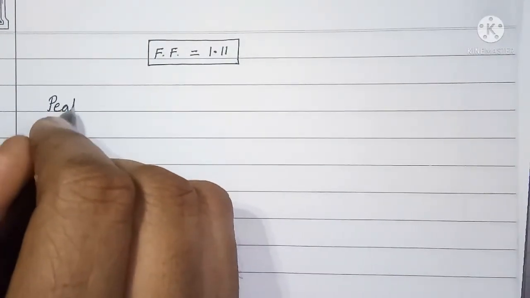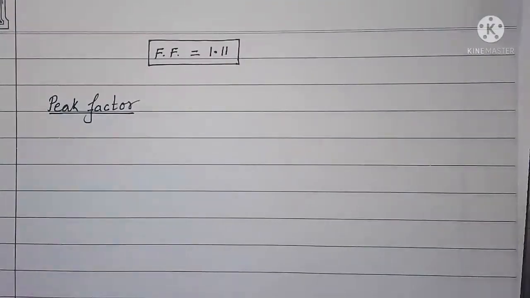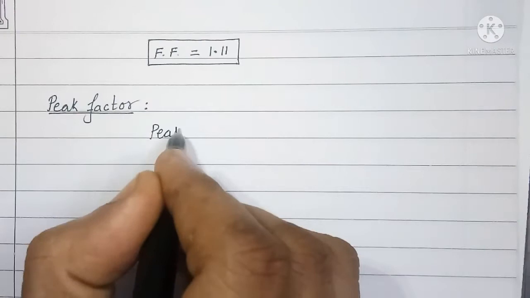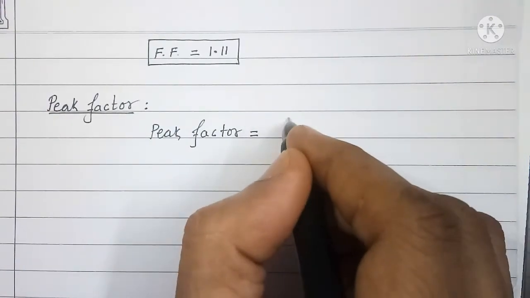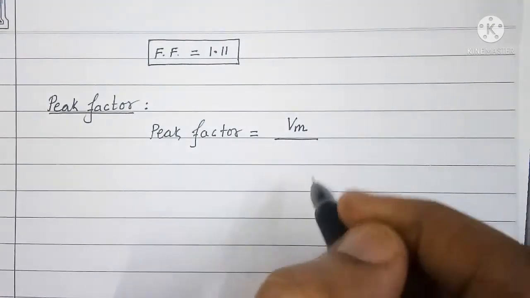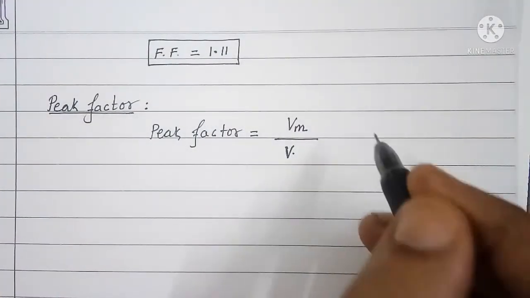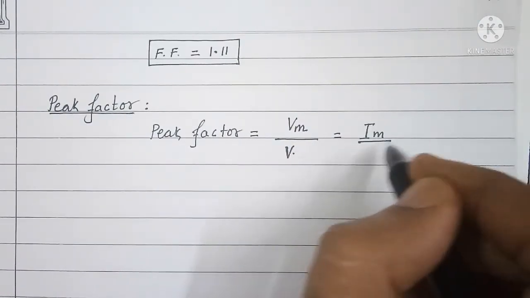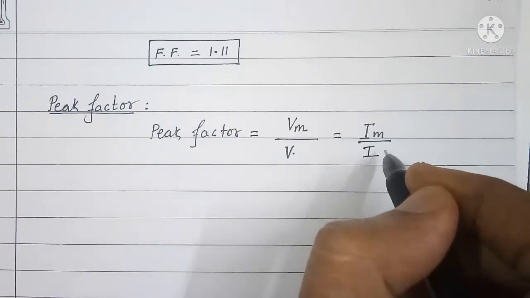Next we will define what is peak factor. Peak factor is defined as ratio of maximum value of alternating voltage to RMS value of alternating voltage or ratio of maximum current to RMS current.